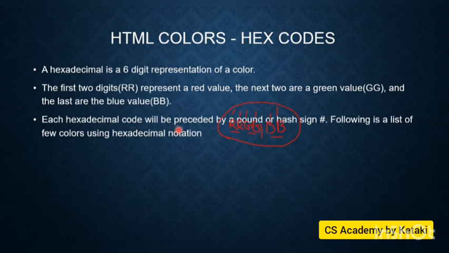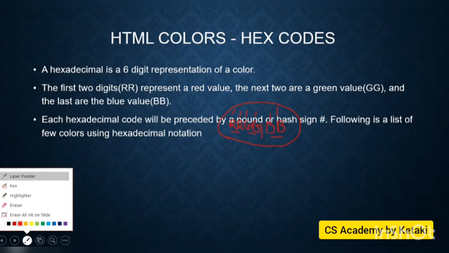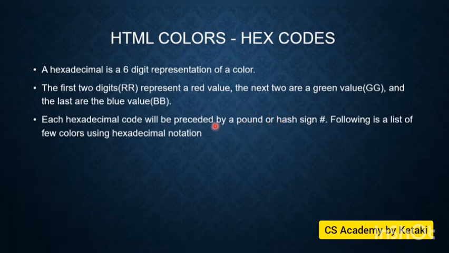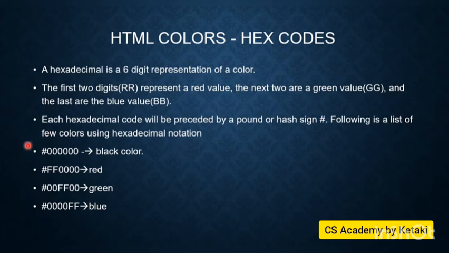Each hexadecimal code will be preceded by the hash sign. So how can we write a hexadecimal code? Each hexadecimal code will be preceded by a pound or hash sign. The hash sign is used to represent the hexadecimal code. How to write it, we will see further in the examples. Following is a list of a few colors using the hexadecimal notation. These are some examples of hex codes.